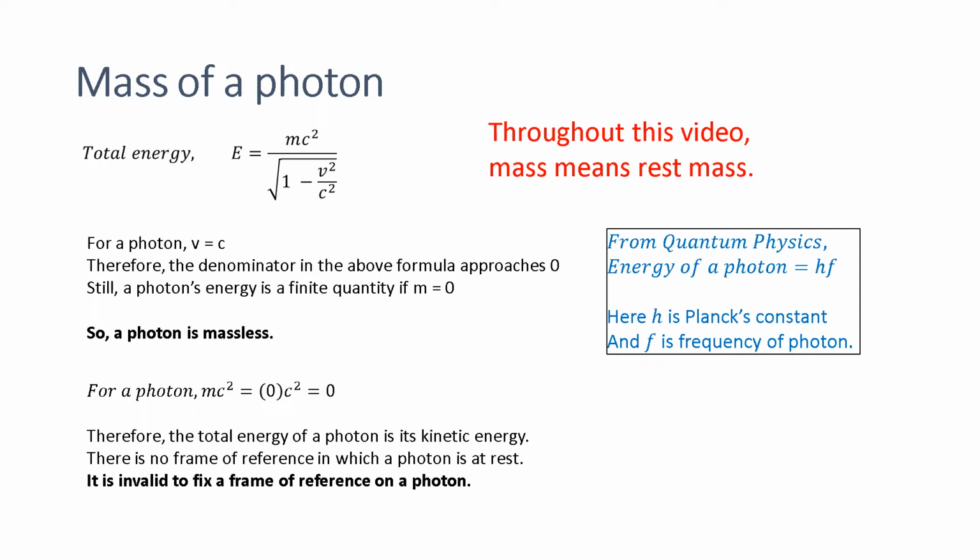We found that in the formula for E which I have written here, both numerator and denominator are 0. So we get 0/0, which is an indeterminate form. From an indeterminate form, we cannot find the value of the energy of a photon. Then how do we find the value? For that, we use quantum physics. From quantum physics, the energy of a photon equals hf, where h is Planck's constant and f is the frequency of the photon.